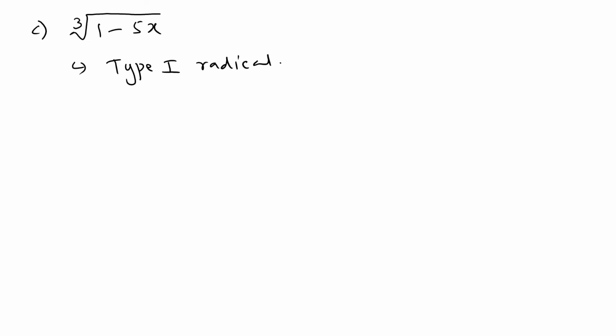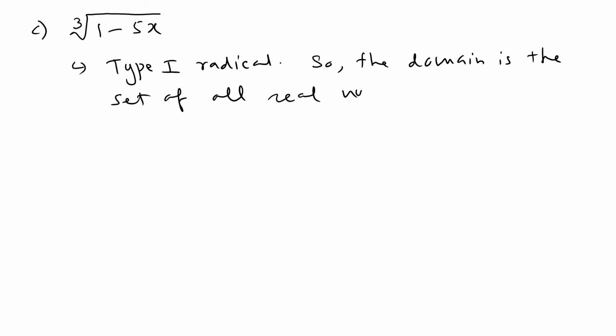Type 1 radical means they behave like a polynomial. So that means the domain is all real numbers. So the domain is the set of all real numbers. The set of all real numbers. Good.